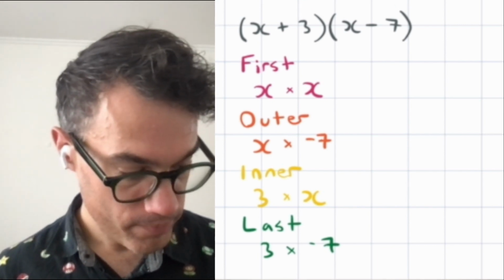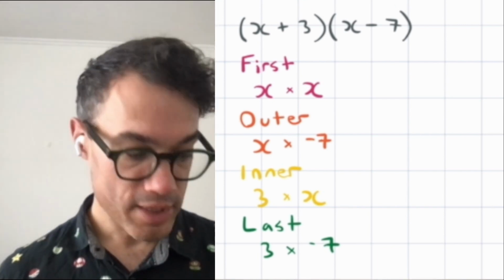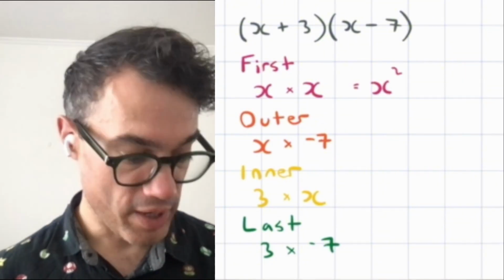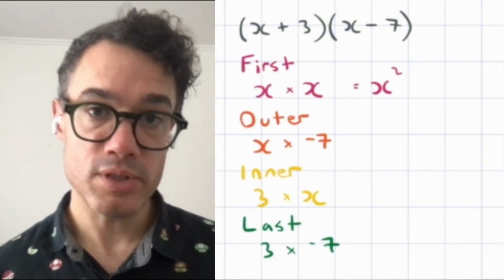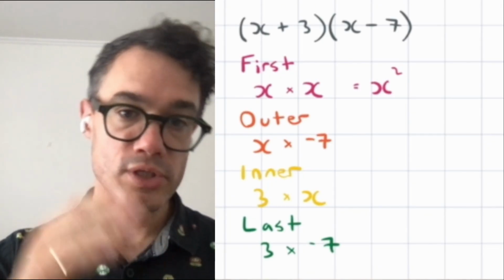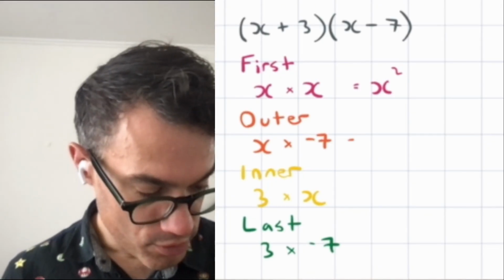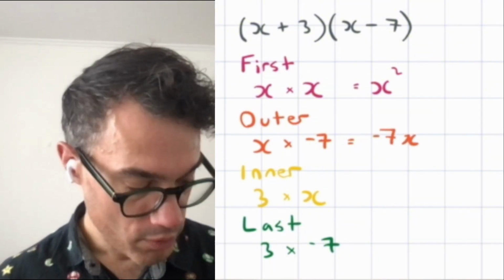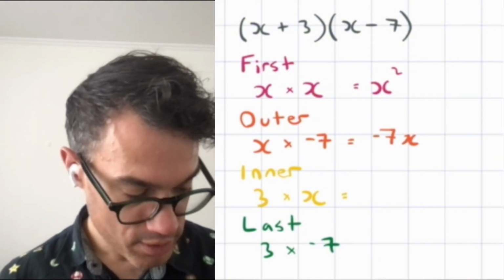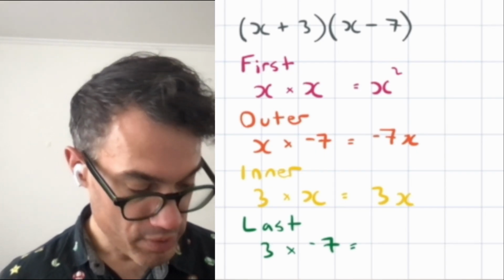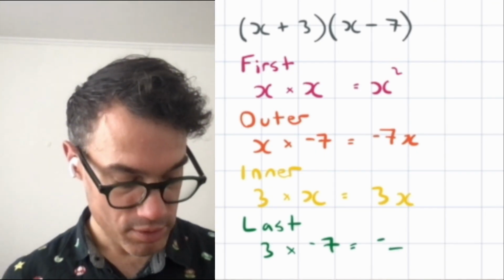Now let's start from the first and work our way down. We'll erase these. x times x equals x squared. That's how that's simplified. x times -7. How do we write this down? We always take the coefficient first and then we write the variable. So this turns into -7x. We have our inners. 3 times x is 3x, and then our lasts here, 3 times -7 is -21.